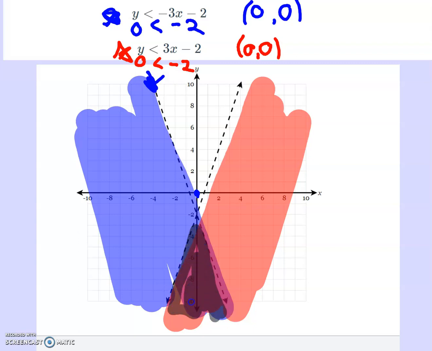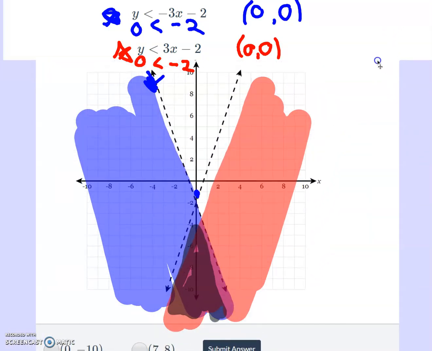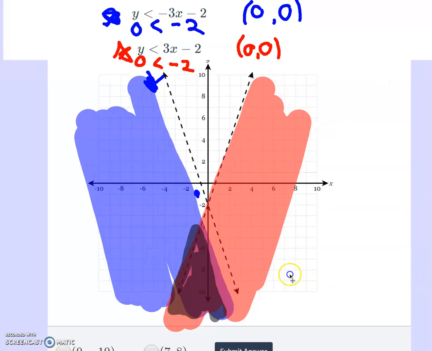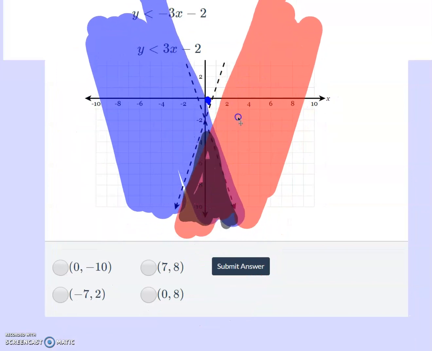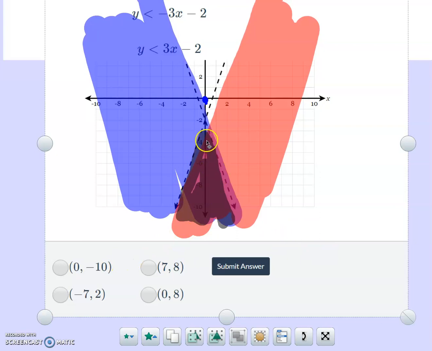Kind of right in this space right here. So now, here's the question. Which of those points down below actually fits that? Well, let's see if I can move all this stuff up here. I was hoping I could move the shading as well. Maybe I can't. Yeah, I did. Okay. So, which of these points fits down in here?